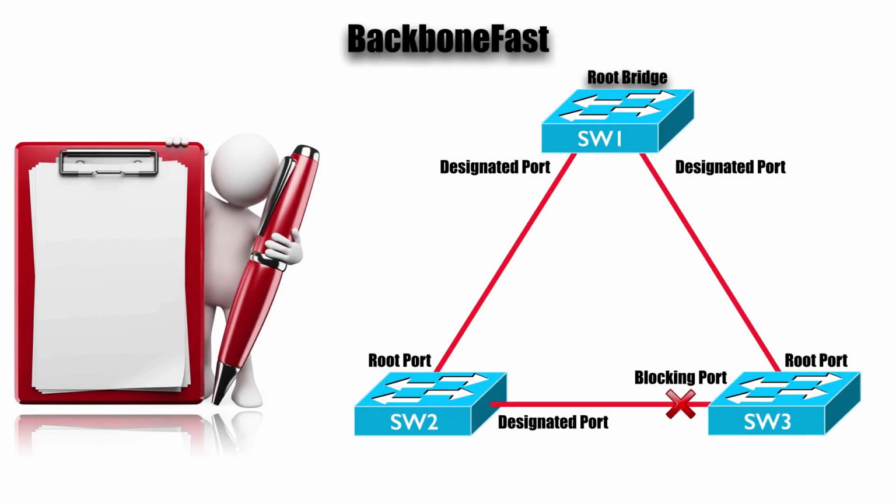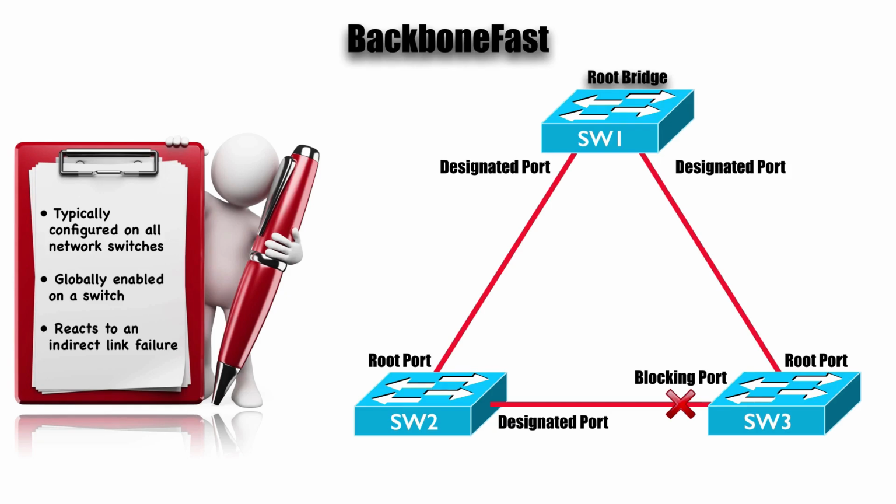Next up is backbone fast. Backbone fast can help us with an indirect link failure, and we typically configure this on all of the switches in the topology. And it again is globally enabled on the switch. And while uplink fast helped us when we had a direct link failure, backbone fast can help us when we have an indirect link failure.